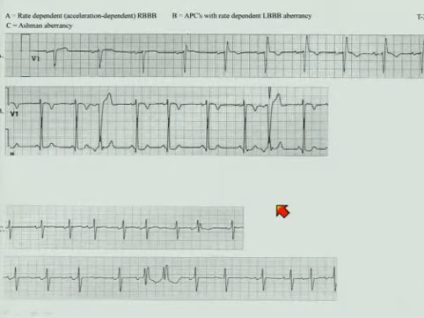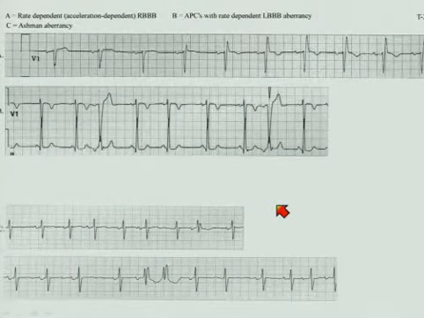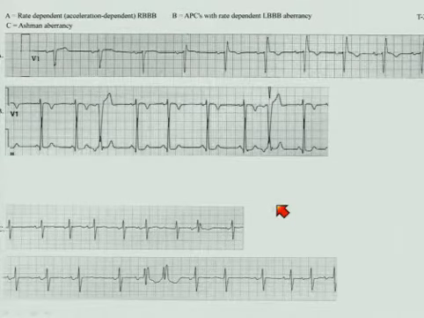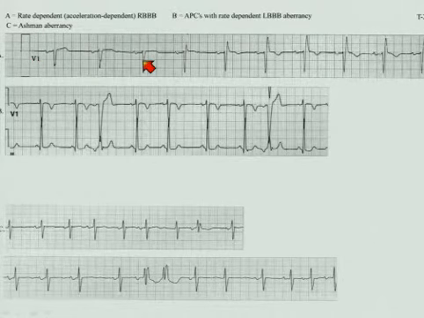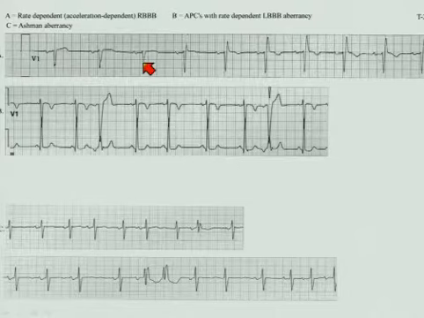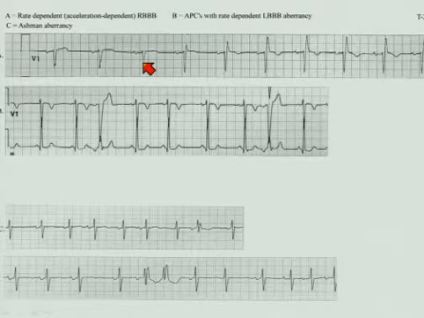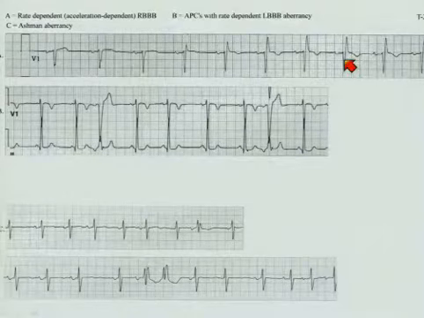Okay, this slide shows a couple kinds of aberrancy, important to recognize. On the top strip, you'll see sinus rhythm, this is lead V1, sinus rhythm going along. And then you see a couple of intermediate patterns and then a full-blown right bundle branch block pattern. And this is gradually accelerating, so this is acceleration-dependent right bundle branch block. The refractory period is not normal, and as the rate speeds up, it does not fully recover. And you get various degrees of aberrancy until it becomes fully aberrant. This is acceleration-dependent right bundle branch block.